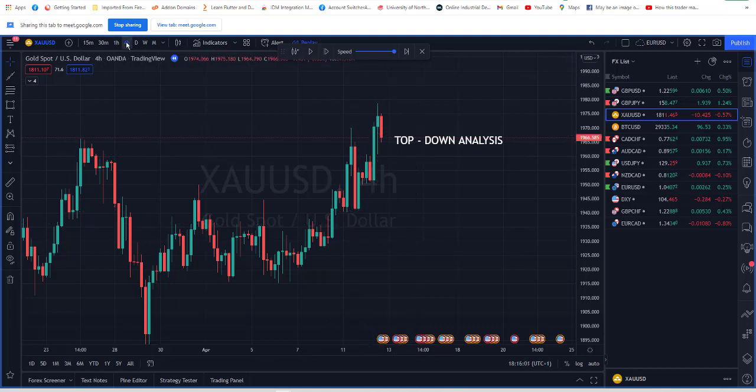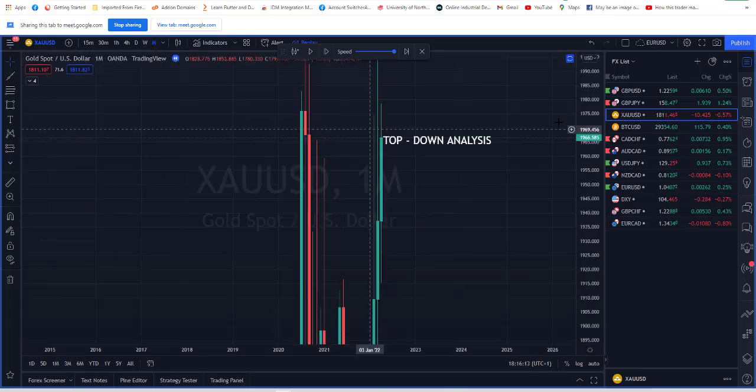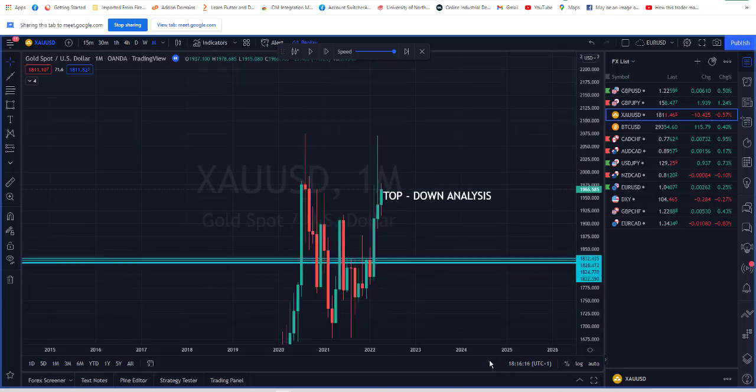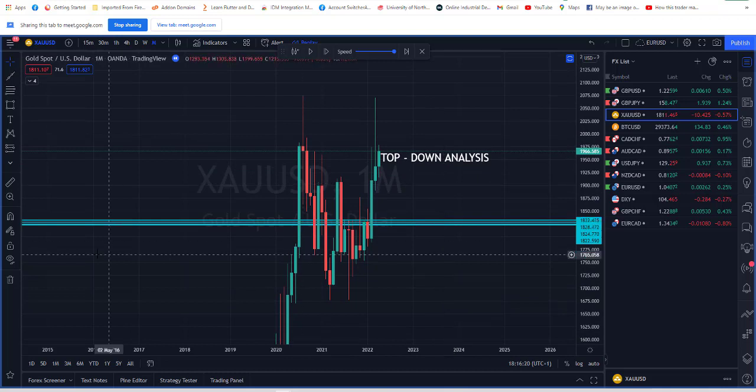So right now we are currently on the 4 hour time frame. That means each of these candlesticks takes 4 hours to get completed. Now, what we do here is shift to the monthly. So right here now, we are on the monthly time frame. What we're going to ask ourselves is, what is actually happening on the monthly?